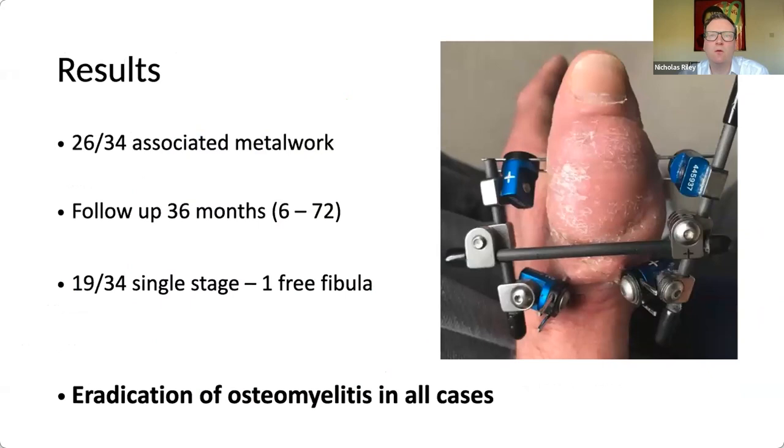26 of the patients had associated metalwork. This is important because we know that metalwork tends to have a higher incidence of polymicrobial disease and is therefore more difficult to treat. Our average follow-up is 36 months. And so far, we've only needed 1 free fibula and 1 free tissue transfer for coverage. Osteomyelitis was eradicated in all of the cases.